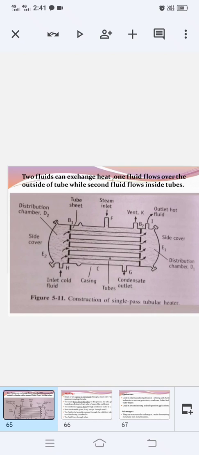Okay, and the second one is the expansion of the tubes and shell takes place due to the differences in the temperature, which may lead to the loosening of the tube sheets or buckling of the tubes. Okay, so this was your construction and working principle, each and everything of your tubular heater or shell and tube heater or single pass tubular heater. Next one is your multipass heater.